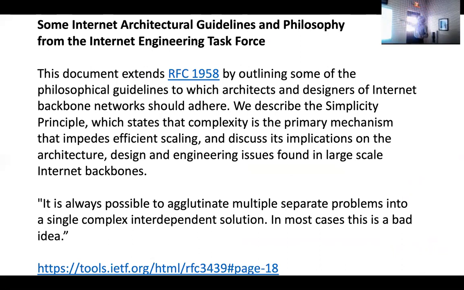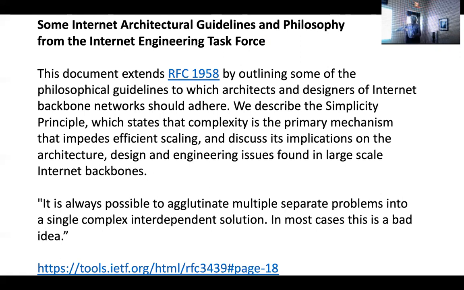And then there's this really cool document which is called Some Internet Architectural Guidelines and Philosophy from the Internet Engineering Task Force. One of the things I really like about this is it gives you a lot of really interesting information on how to scale, how to work across scales. It outlines the philosophical guidelines which architects and designers of the internet should adhere to, including the simplicity principle, which says keep it simple, stupid, and lots of other very scientific kinds of edicts.